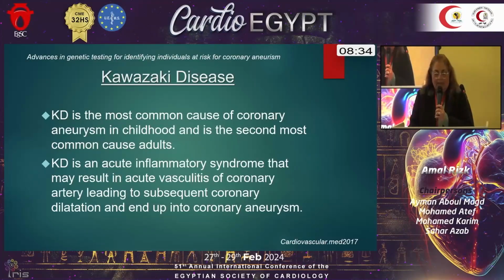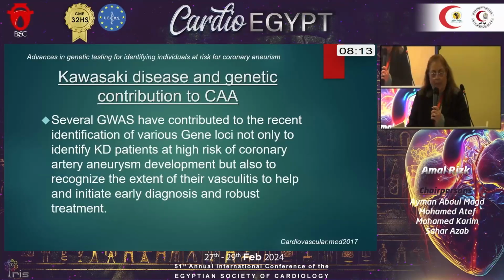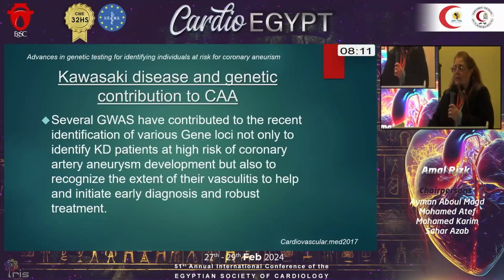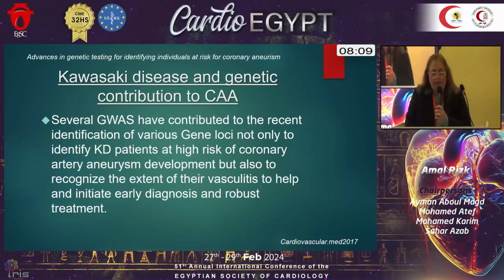The most important disease is Kawasaki disease. This is the most common cause of coronary aneurysm in childhood, and the second most common cause in adults. It's an acute inflammatory syndrome that results in acute vasculitis of the coronary arteries, leading to subsequent coronary dilatation and ending up in coronary aneurysm. What is the genetic contribution? This is the most important.